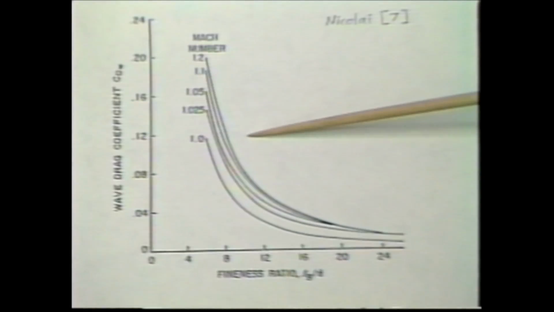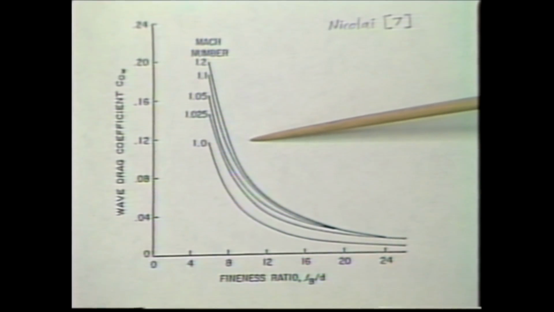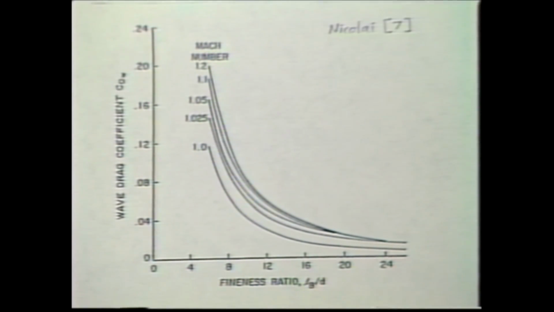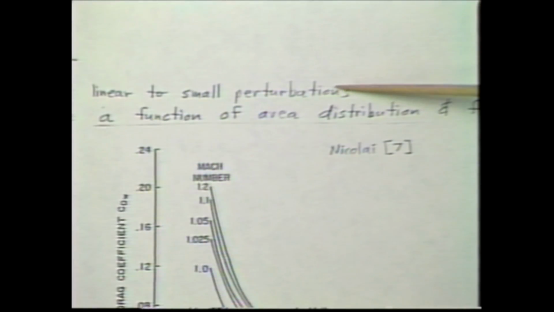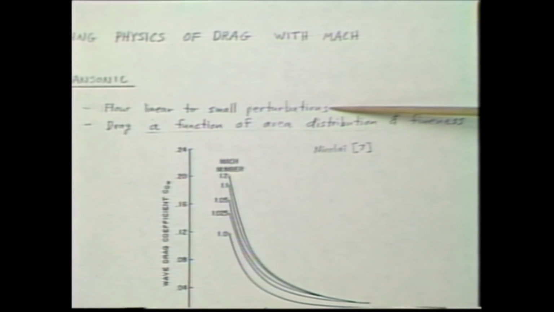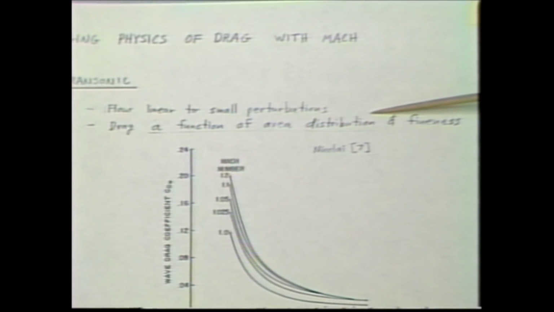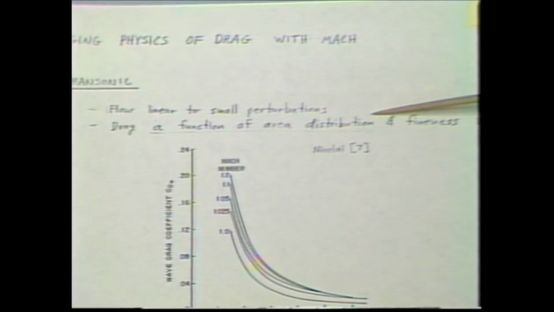The changing physics of drag with Mach number is sort of interesting. At transonic speeds, I mentioned, it's a function of fineness ratio. The basic physics of the flow, if you move up a little bit, the flow is linear to small perturbations, and drag is a function of area distribution and fineness ratio.